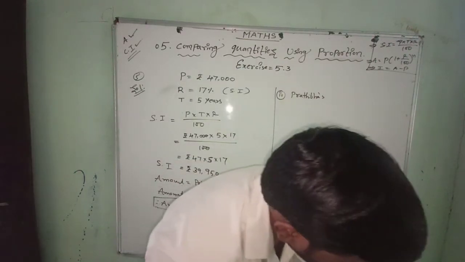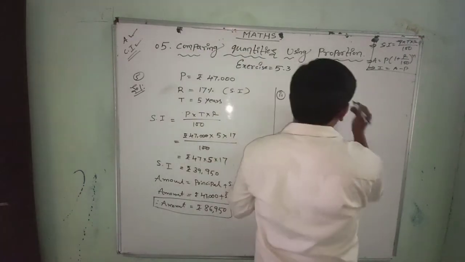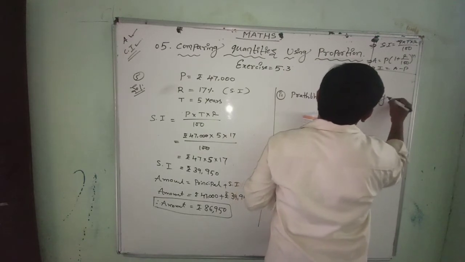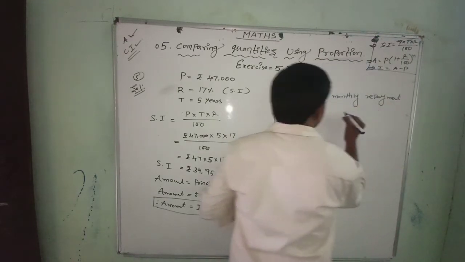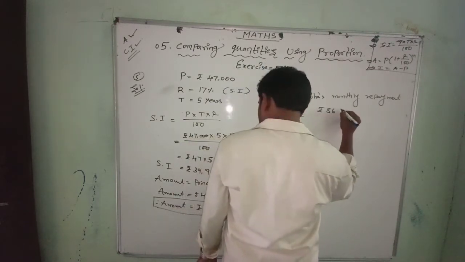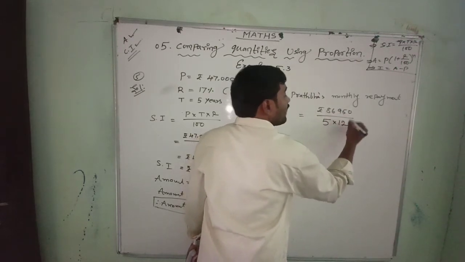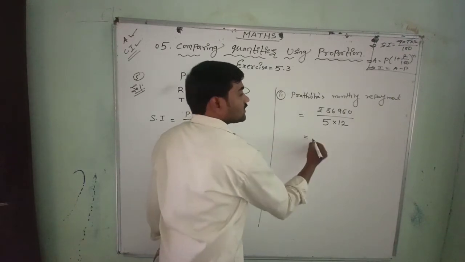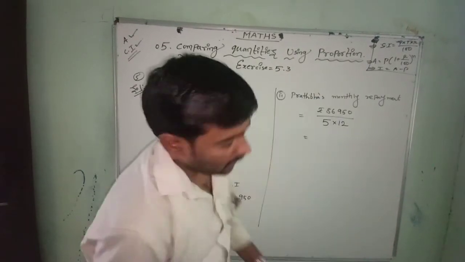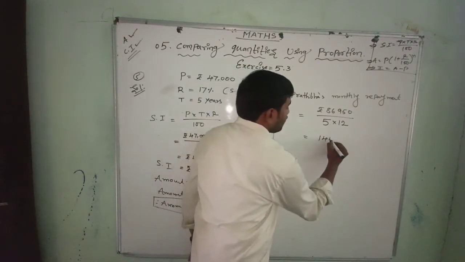The monthly repayment equal to what? Actually rupees 86,950 by she took 5 years into every year there are 12 months. So like this. Now if you cancel this both, we get 1,450 rupees similar.